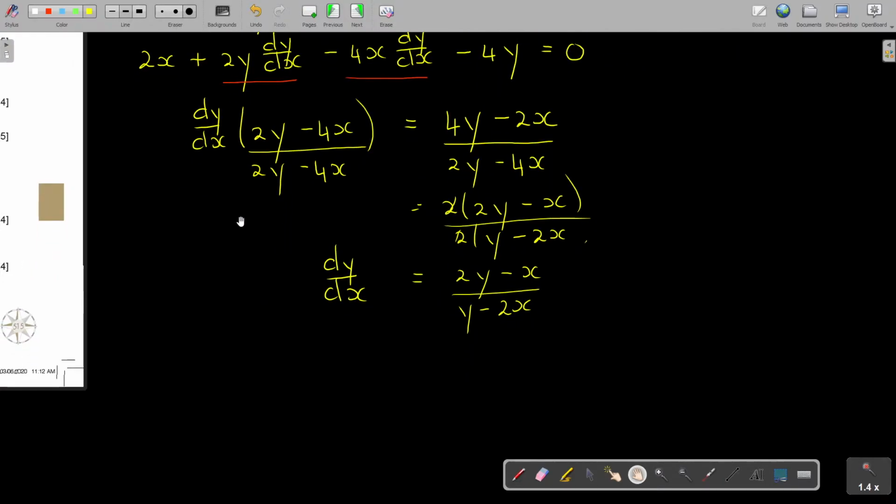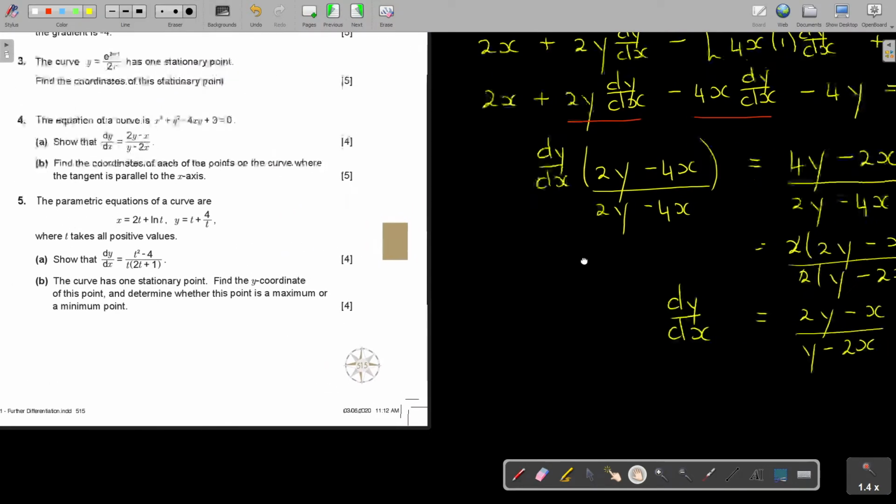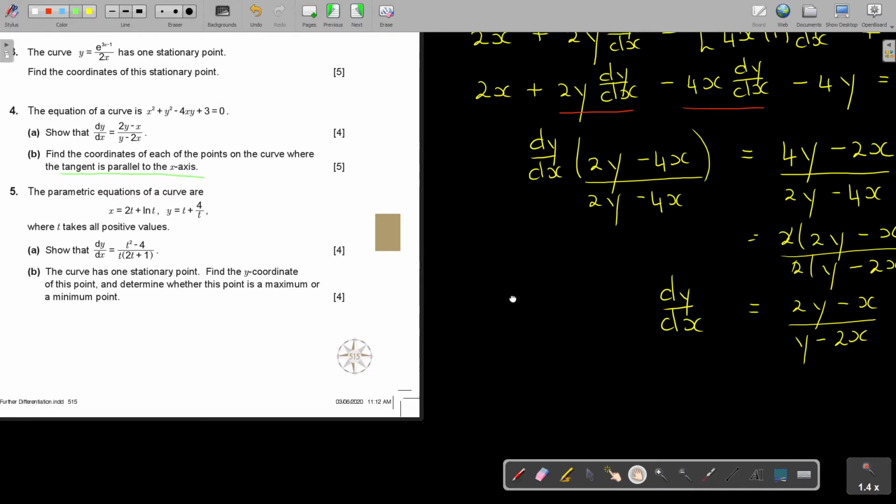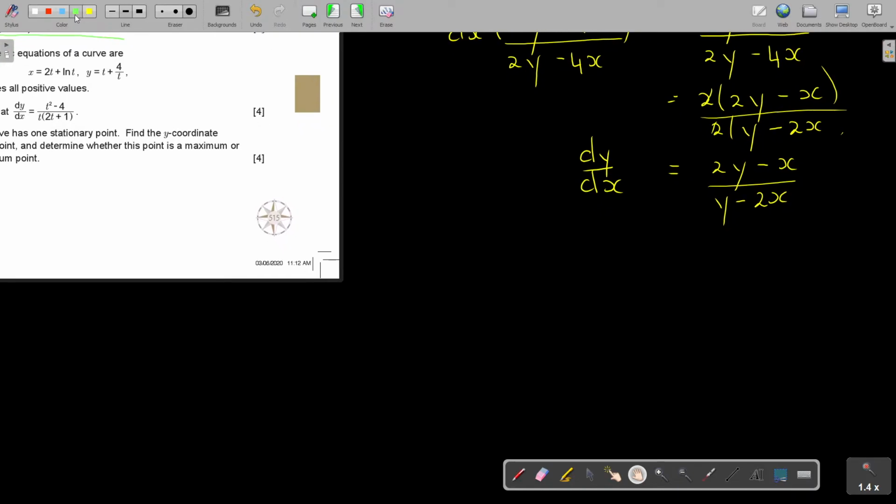Let's just first read what they ask. Find the coordinates of each of the points on the curve where the tangent is parallel to the x-axis. Now, can you remember what I said? If the tangent is parallel to the x-axis, it's actually the stationary point.